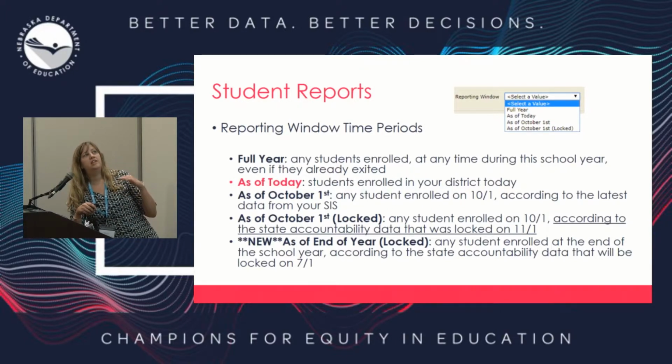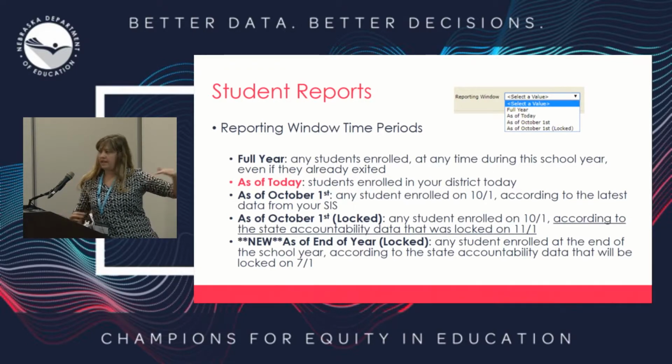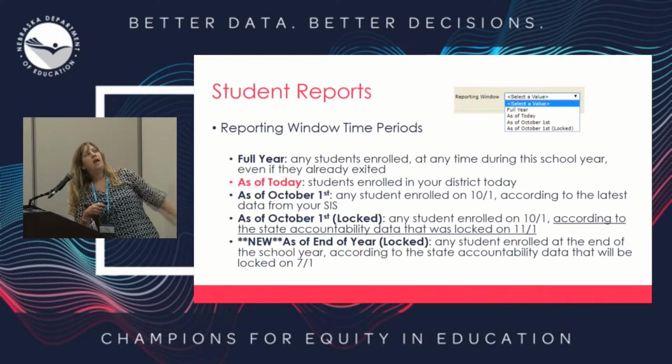It's the kiddos that are enrolled in your district right now on this day. If you select full year, you'll get a full scope picture of any kid, any day, any time. So even if the kids exited out or any of that, they'll show up. And then the October 1st locked is the information that we snapshotted in November for your October 1.